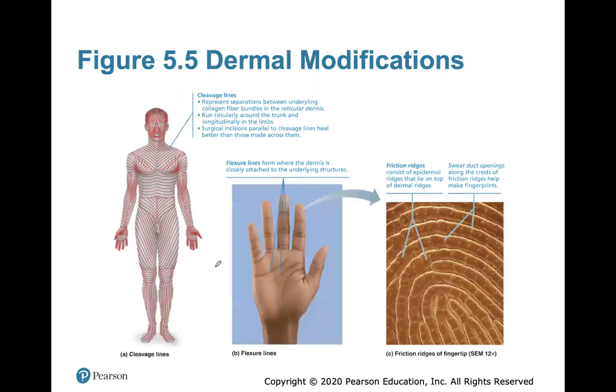So here's a look at some dermal modifications. Cleavage lines, first of all, represent separations between underlying collagen bundles. They run circularly around the trunk and longitudinally in the limbs. And one kind of cool thing is that right here it talks about how surgical incisions parallel to cleavage lines will heal better than those made across them. Here are flexure lines, which we all have in our hands that you can look at, where the dermis is closely attached to underlying structures. And here's a look at friction ridges, or fingertips.